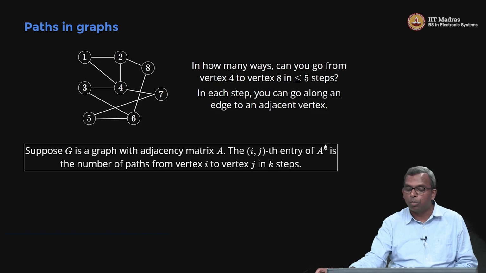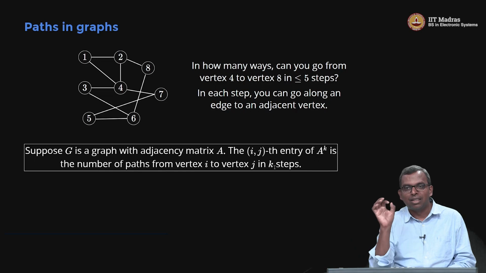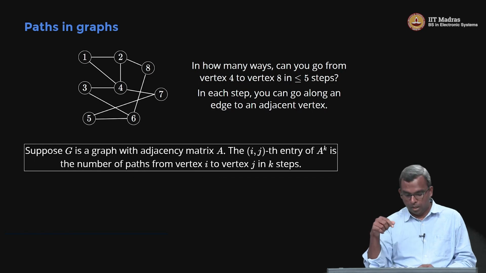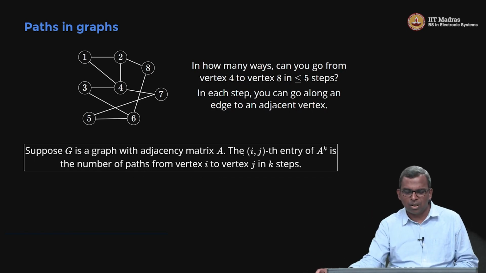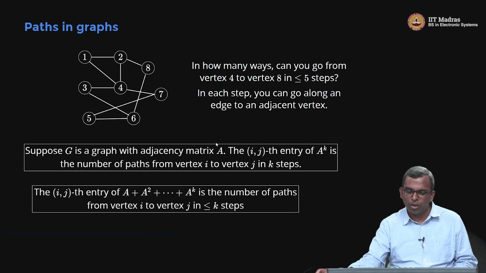Let's put k equals 1. The ijth entry of A is the number of paths from i to j in one step. If there is no edge, that is 0. If there is an edge, it is 1, so there's one path. Now if you do A squared and look at the ijth entry, then that number is the number of ways in which you can go from i to j in 2 steps. This is actually not very hard to prove, but I'm not going to prove it for you.